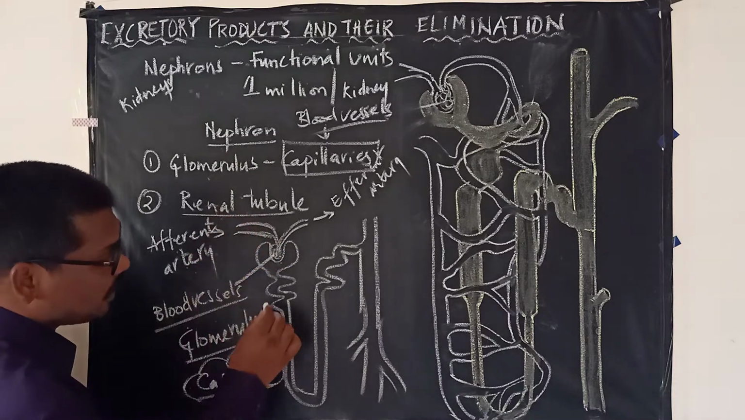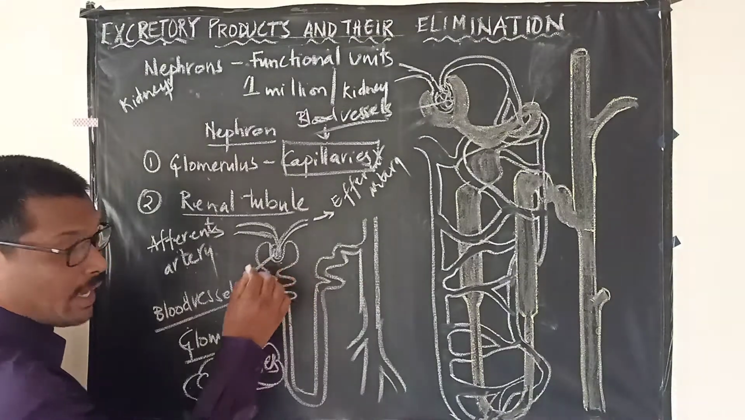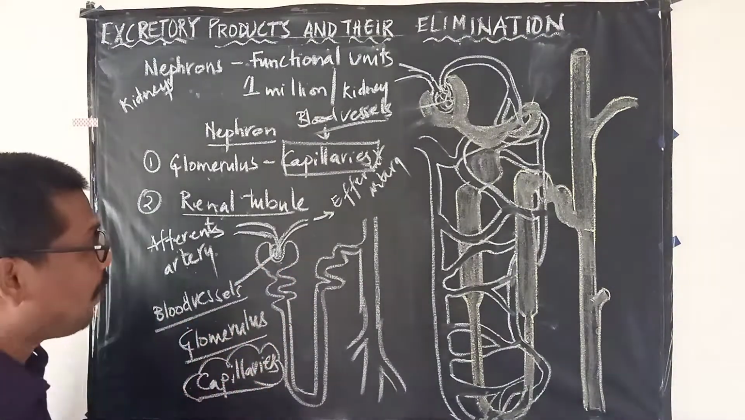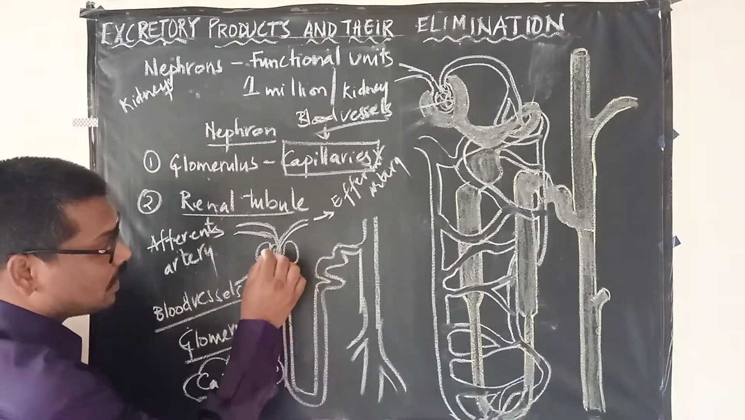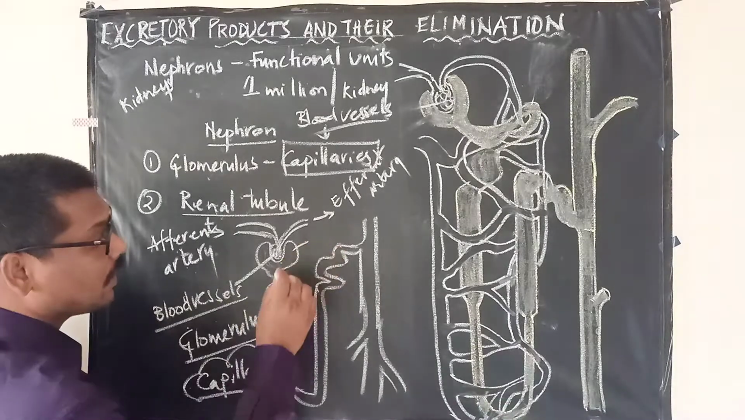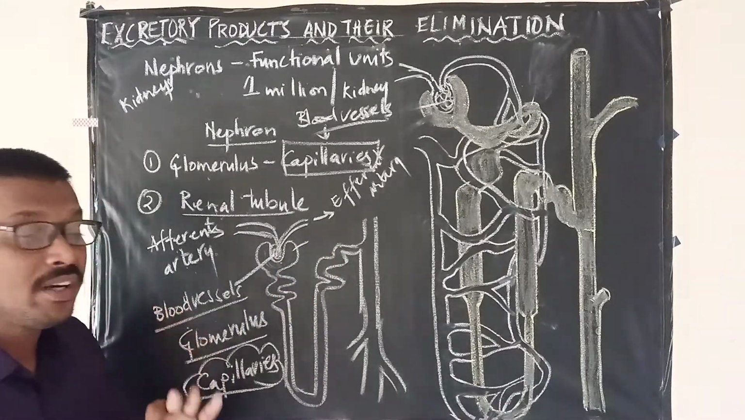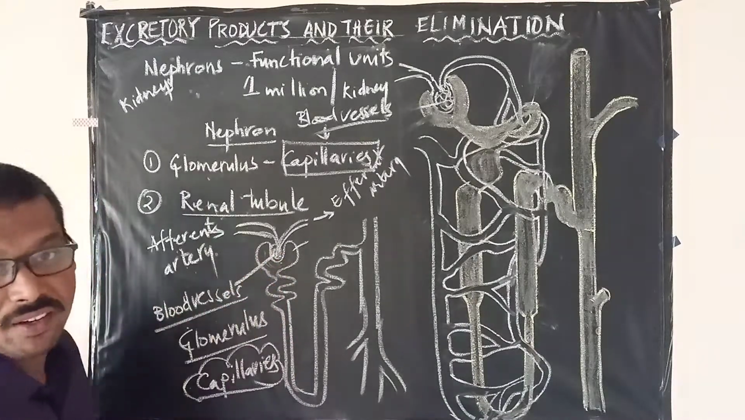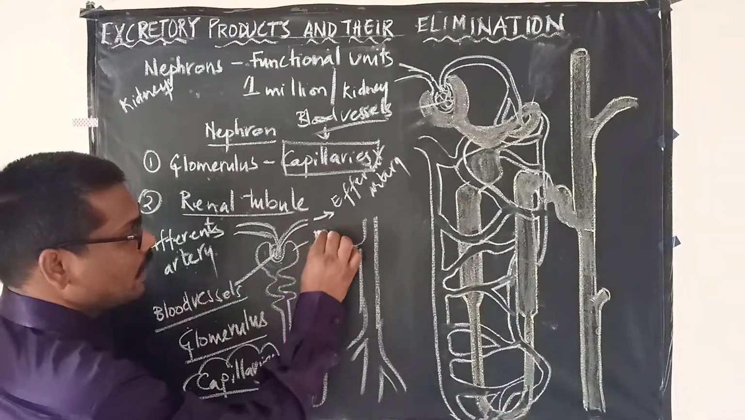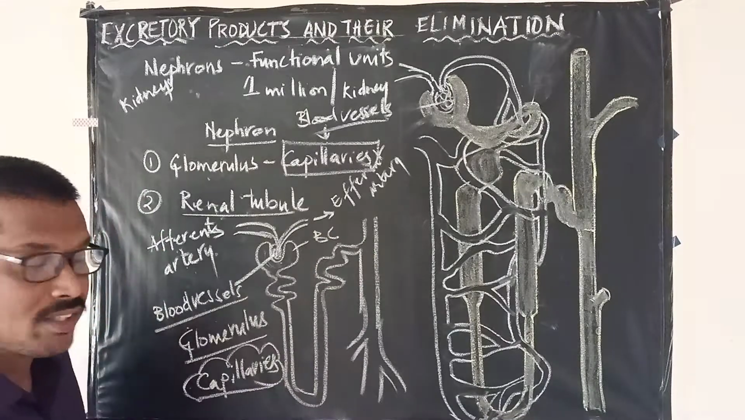This renal tubule starts with a cup-like structure, double membrane bound, which we call Bowman's capsule. Please remember this: Bowman's capsule we are saying.